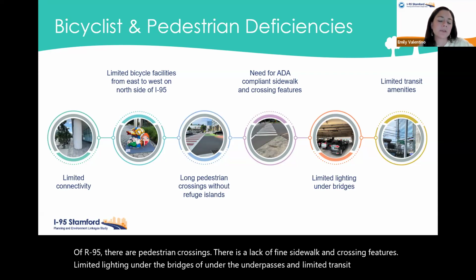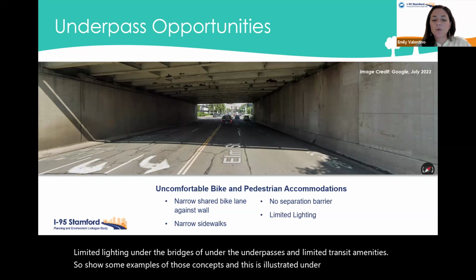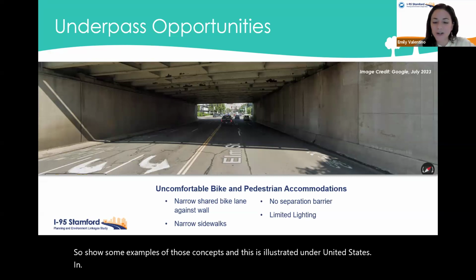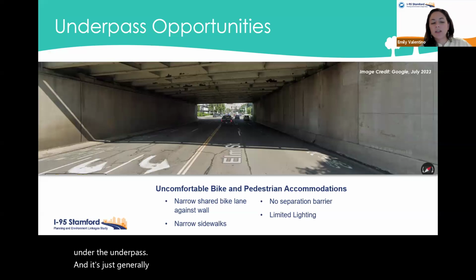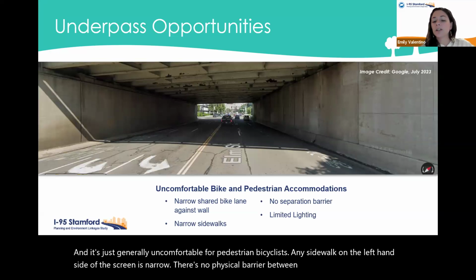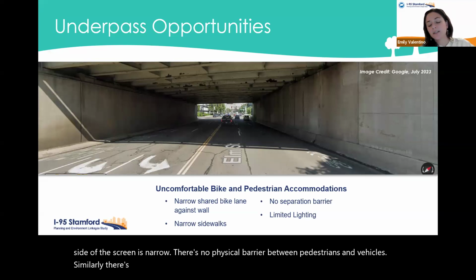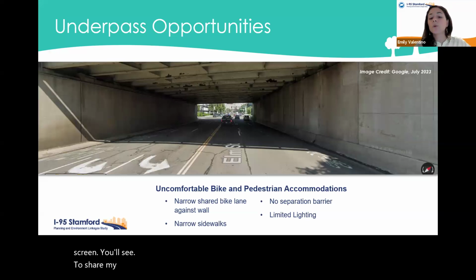So we'll show some examples of those concepts. And this is on Elm Street under I-95. And even during the day, it is quite dark out here. So we understand that there's limited lighting under the underpass. And it's just generally uncomfortable for pedestrians and bicyclists. The sidewalk on the left-hand side of the screen is narrow. There's no physical barrier between pedestrians and vehicles. Similarly, there's no physical barrier between bicyclists and vehicles on the right side of the screen. You'll see the shared bike lane is against the wall within the travel lane.